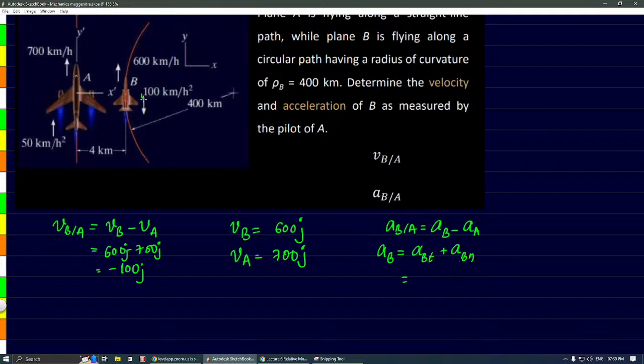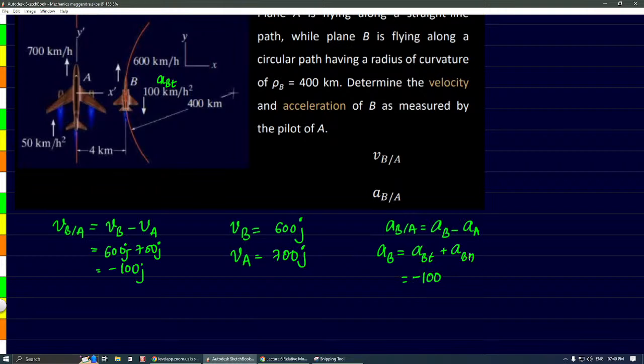So tangential is given here directly. Actually we have to take it as dv by dt, right? Of course it has to be tangent to the curve, and its formula is dv by dt, rate of change of linear velocity. And that value he has given directly. So this is our tangential acceleration. But it is acting in downward direction, so we have to take it as minus 100.